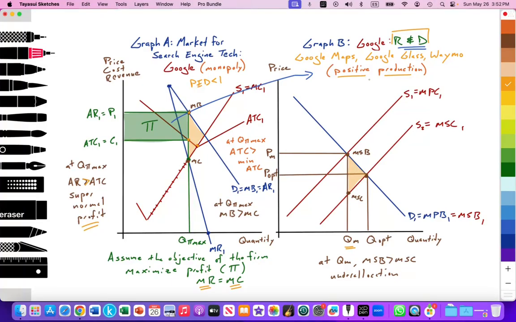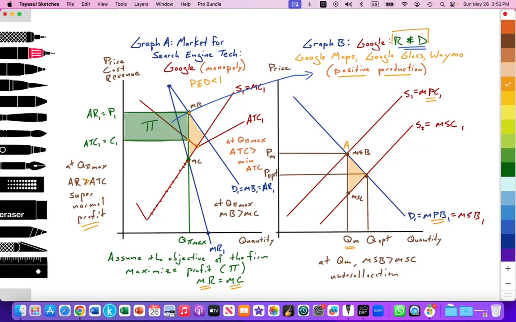To illustrate a positive production externality, we have in graph B, price on the y-axis, quantity on the x-axis, a downward sloping demand curve equal to the marginal private benefit equal to the marginal social benefit, and two upward sloping supply curves, S1 equal to the marginal private costs to the private firm employing private resources, and we also have S2 equal to the marginal social costs, where marginal private cost equals marginal private benefit. At point A, it establishes a free market equilibrium with a price at PM and a quantity at QM.